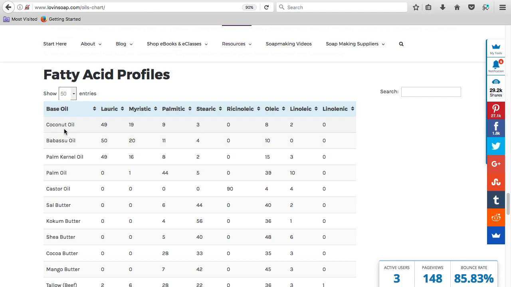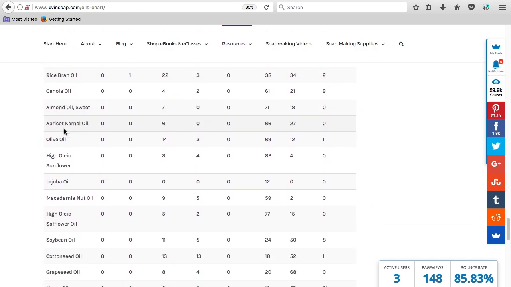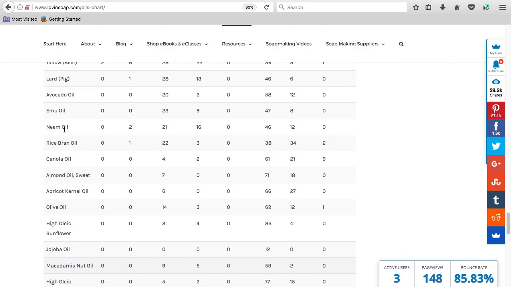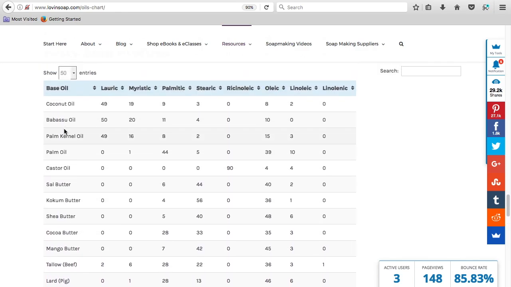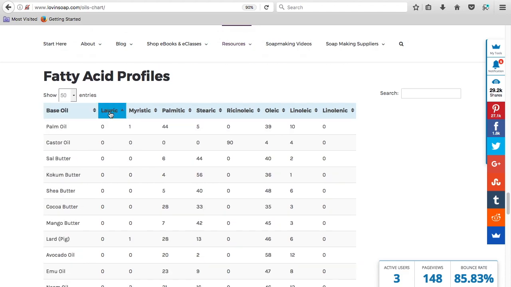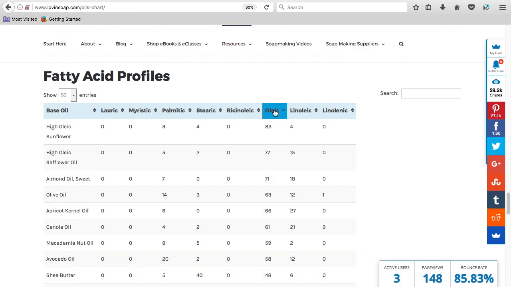Okay, and so I have most of the common oils listed. I do update it every now and then, so if I'm missing an oil that you like to use, please let me know and I'll add it. The one cool thing about this chart is that it is sortable. So you can sort by the different fatty acids, and that's what's really going to help us find substitutions.